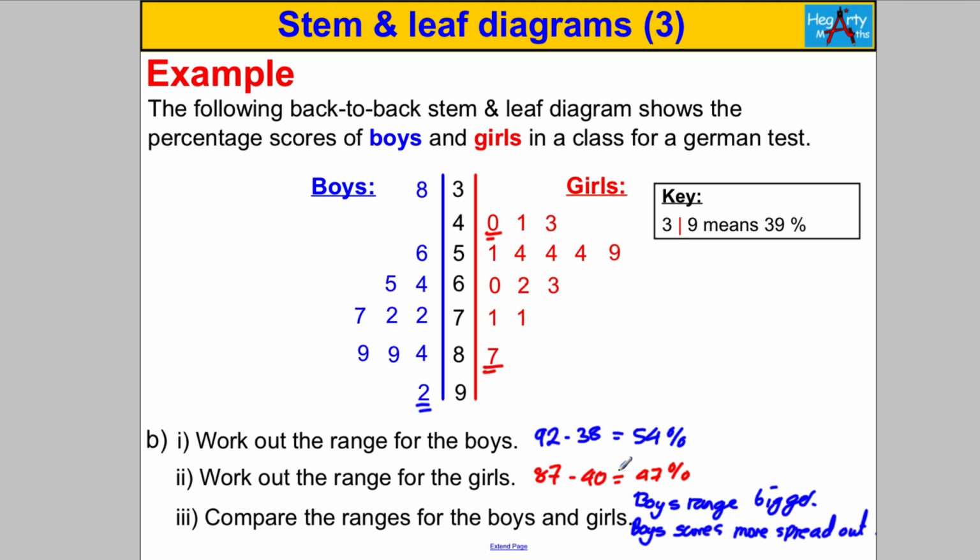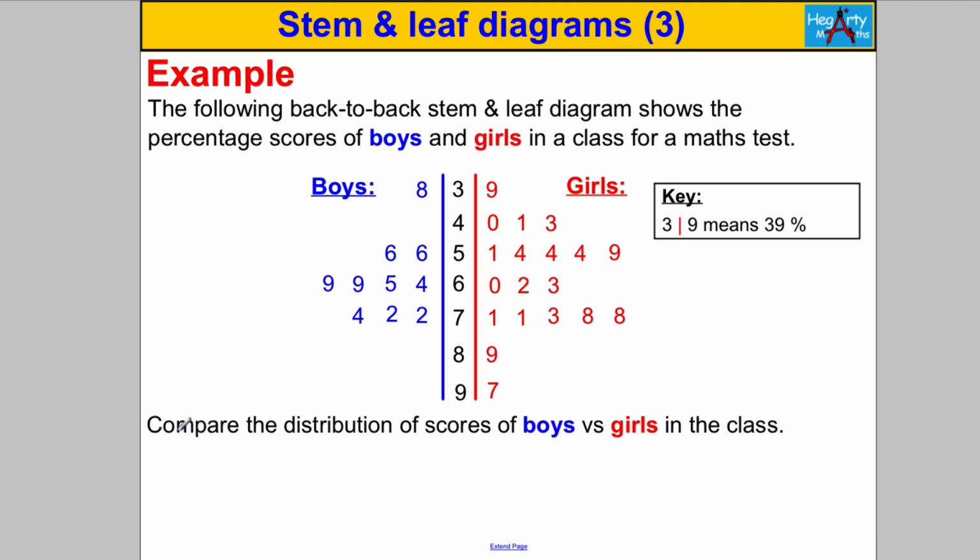So the next question now is, this is how it comes up in the exam, you're just straight away going to be asked to compare the distribution of boys and girls. You have to, in your head, translate that to say, I must work out the median of the boys, the range of the boys, the median of the girls, the range of the girls, and compare those. So off you go and have a go.